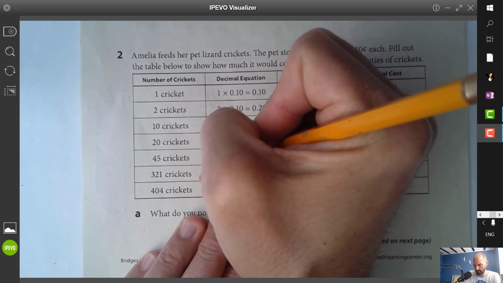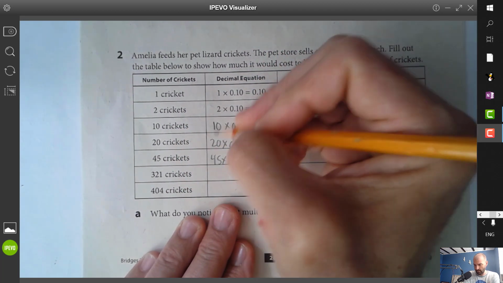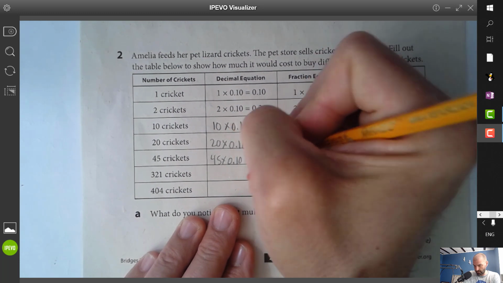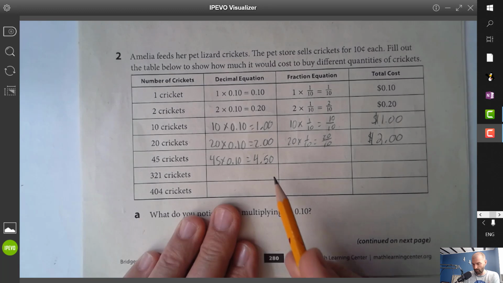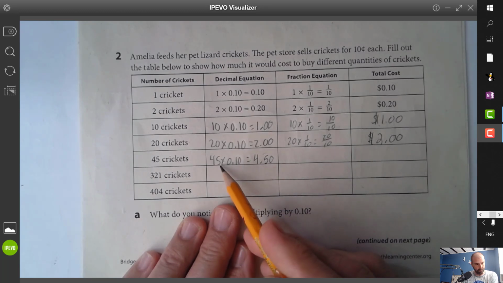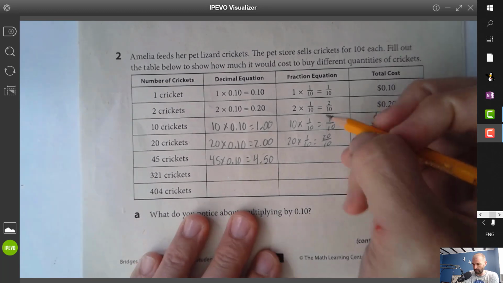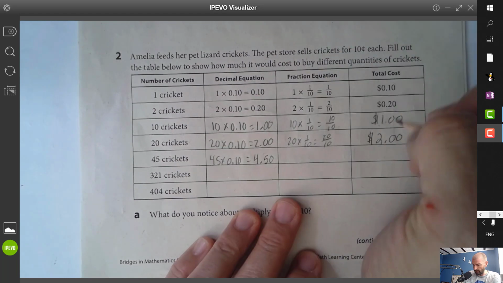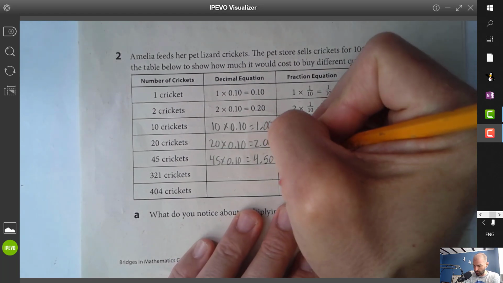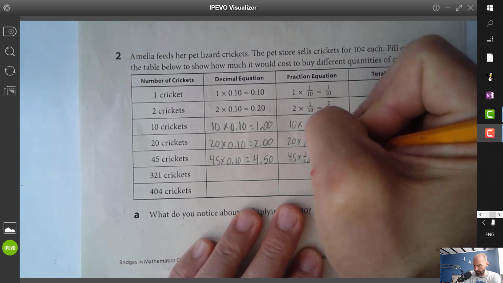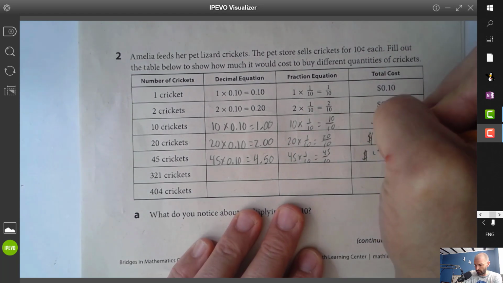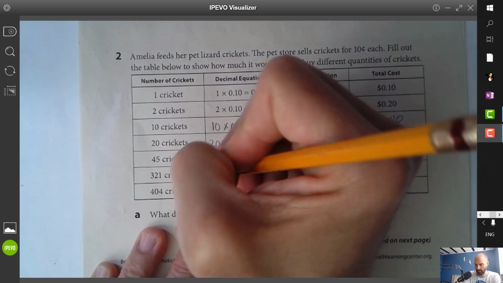About 45 crickets times 10 hundredths, or 1/10. That's going to give us 4.50. Again, each of our digits is shifting one spot to the right. Where's this 0 coming from? Well, that 0 is right to the right of the 5, isn't it? There's just a decimal point that we don't write, and an infinite amount of zeros there. So that's going to be 45 times 1/10, which is going to give us 45 tenths, which again is $4.50.